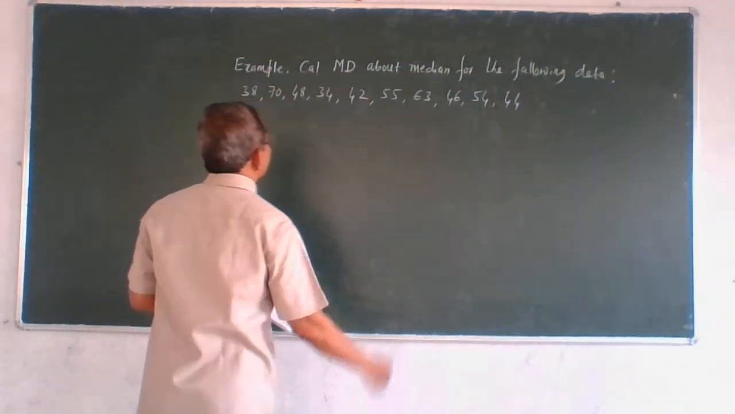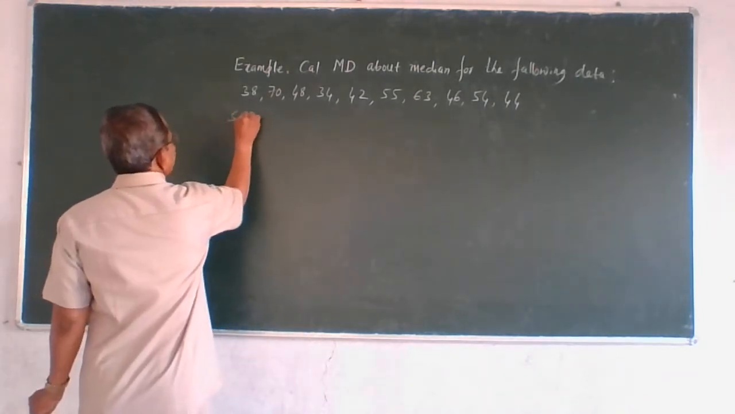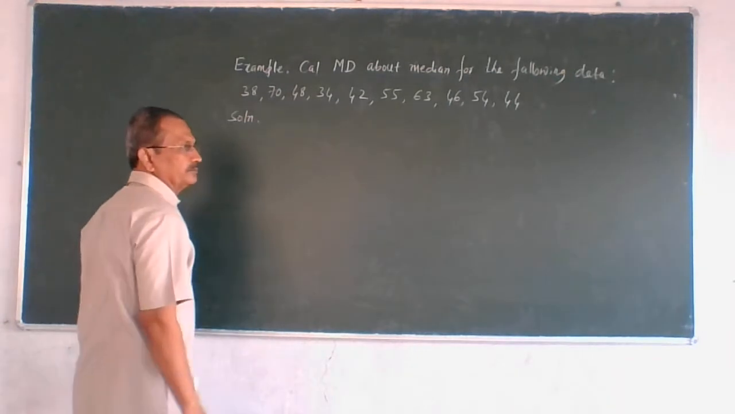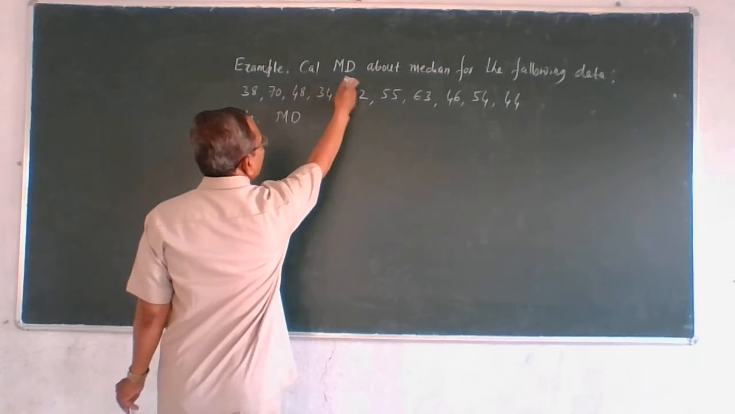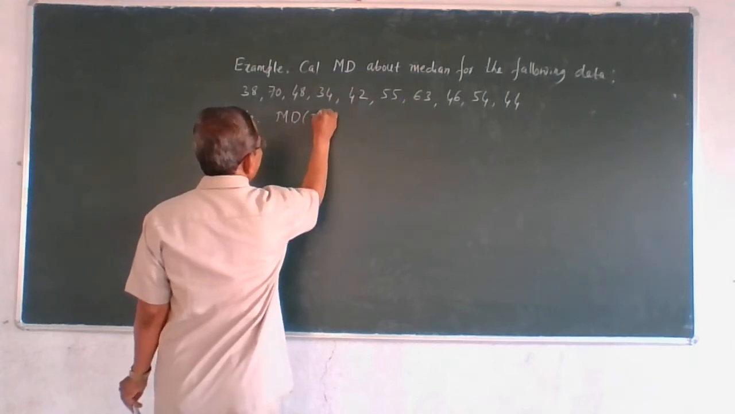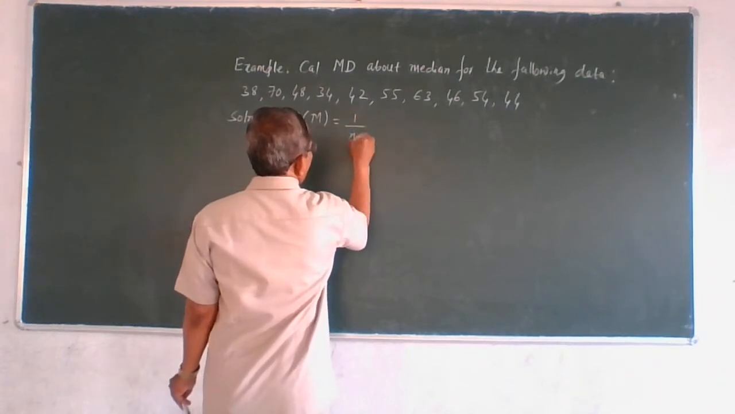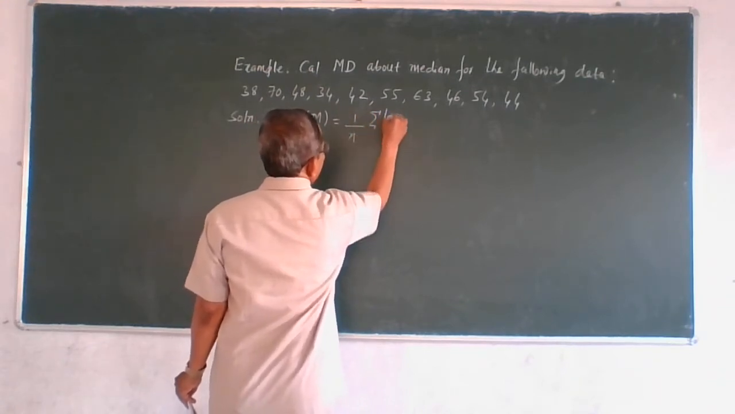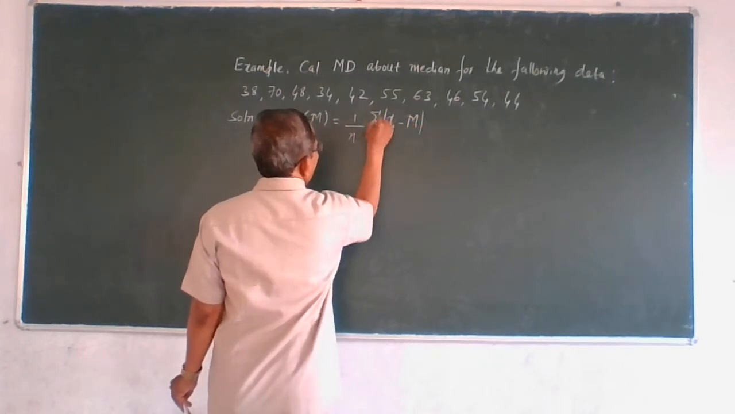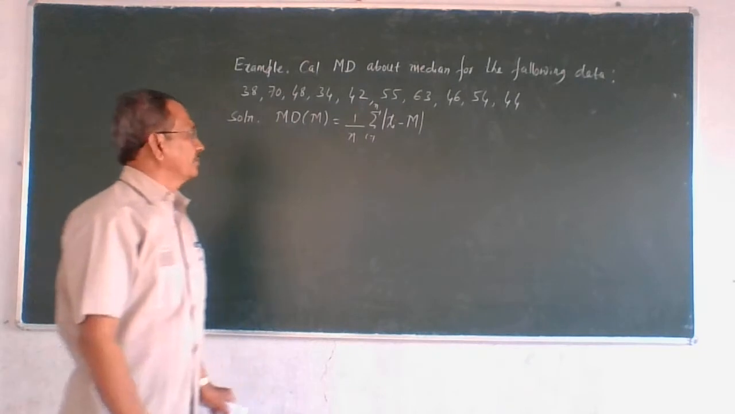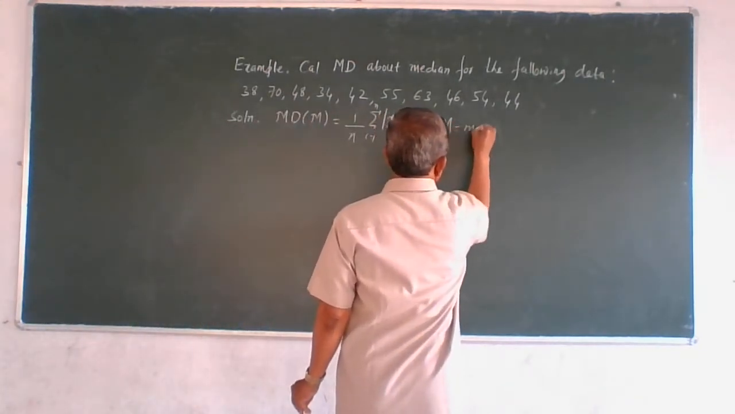Let us see how to calculate it. First write down the formula. Mean deviation about median is equal to 1 upon n summation modulus of xi minus m. This is the formula. What is m? M is median.